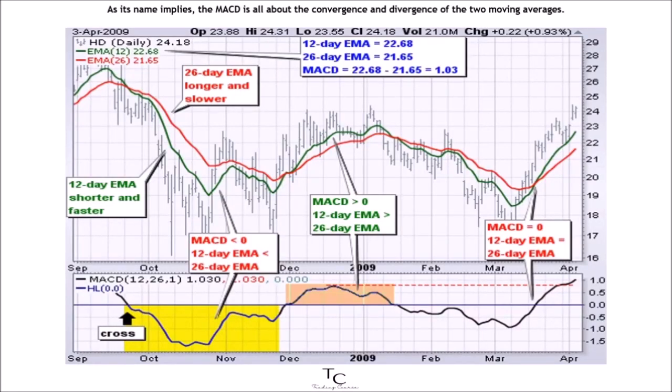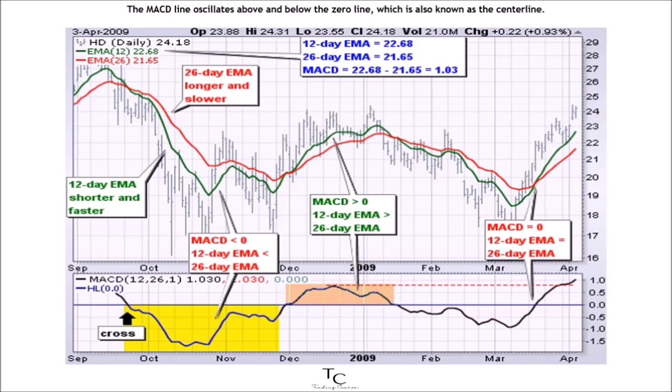As its name implies, the MACD is all about the convergence and divergence of the two moving averages. Convergence occurs when the moving averages move towards each other. Divergence occurs when the moving averages move away from each other. The shorter moving average, 12-day, is faster and responsible for most MACD movements. The longer moving average, 26-day, is slower and less reactive to price changes in the underlying security.